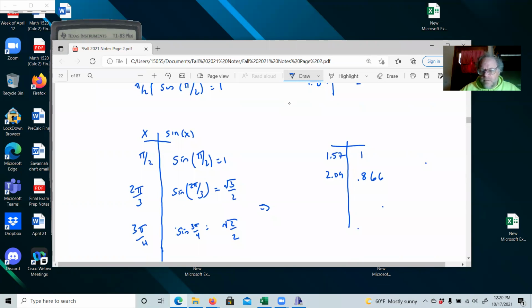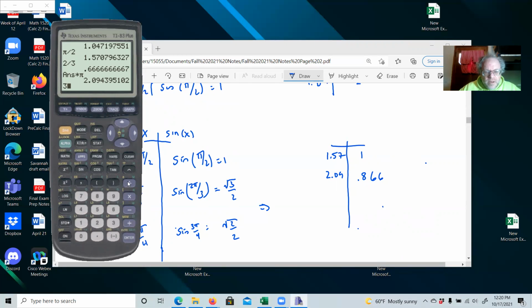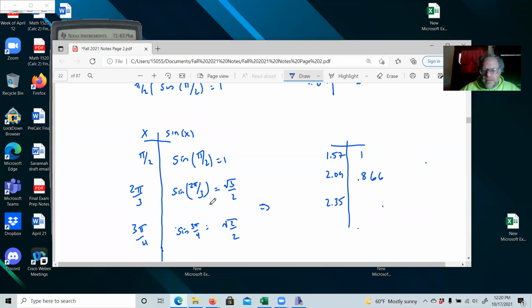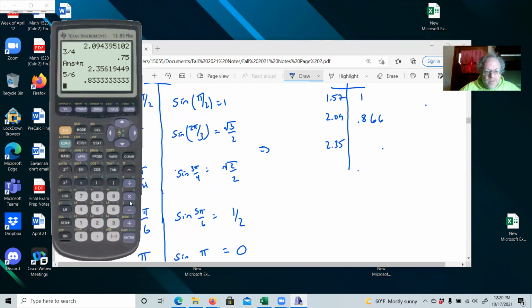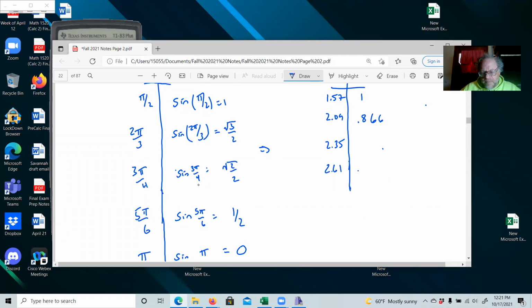Okay, 3 pi over 4, I don't know. 2 point something, but here's 3/4 times pi. There we go. 2.35, sounds good. And then we have 5 pi over 6. So we're going to go with 5 divided by 6 times pi, and we got 2.61. Okay, and then we get to 3.14. So we type these in. So this is 0.7071. 2.61, that's going to be 0.5. And then 3.14, that's pi, so that's going to be 0.